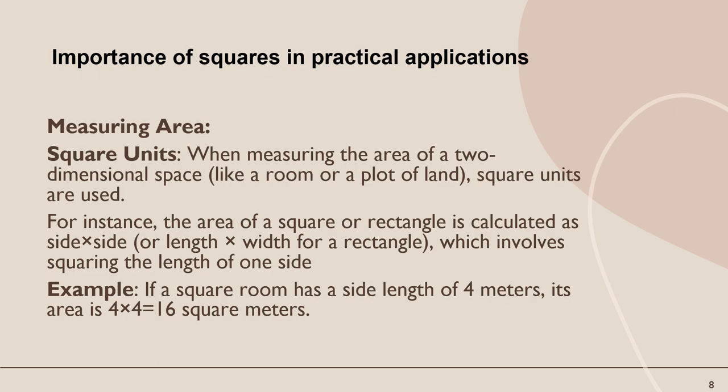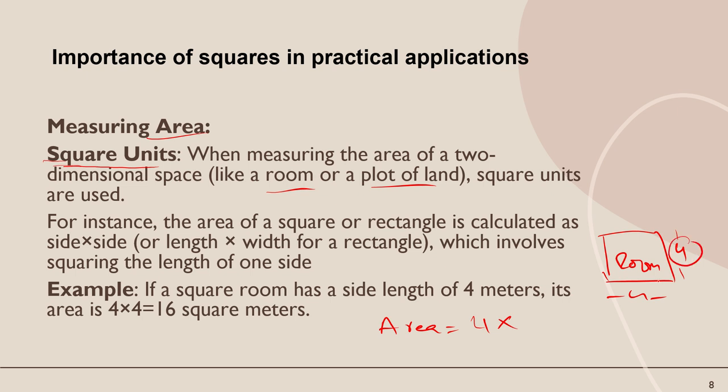Now we are going to discuss the importance of the square in practical applications. For example, if you have to find the area of a room or a plot of land. Suppose you have a room in a square shape, with 4 units on this side and 4 on this side. If you have to find the area of your room, you just multiply the length by the width, this and this. 4 times 4 is 16 square meters.